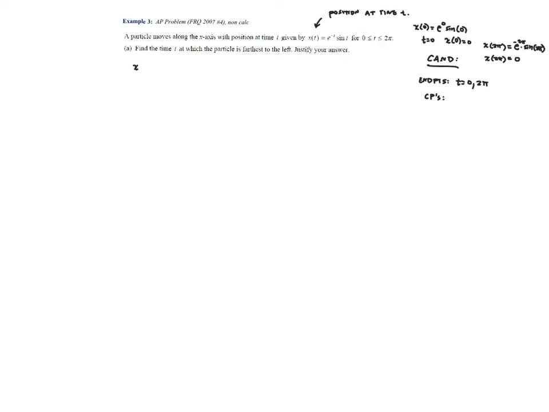So let's find x prime of t. So this will be the change in the position of the particle in the horizontal direction. So when x prime of t equals 0, that means that the particle has come to rest, horizontally. So it might be moving to the right and then pause and then move to the left. When it pauses, that would be when x prime of t would equal 0.